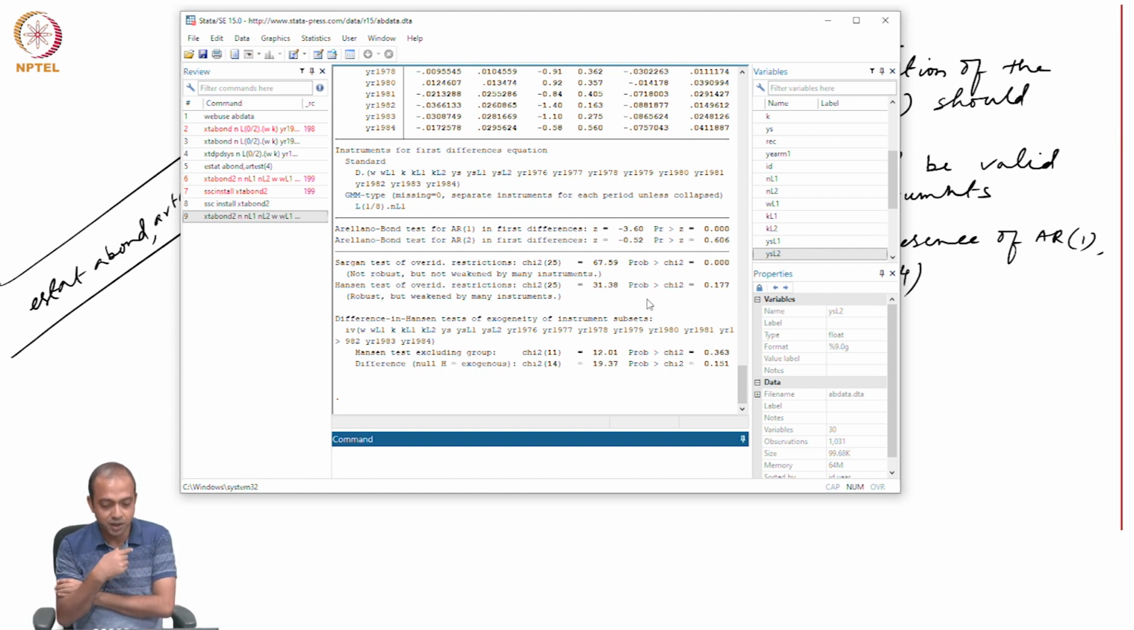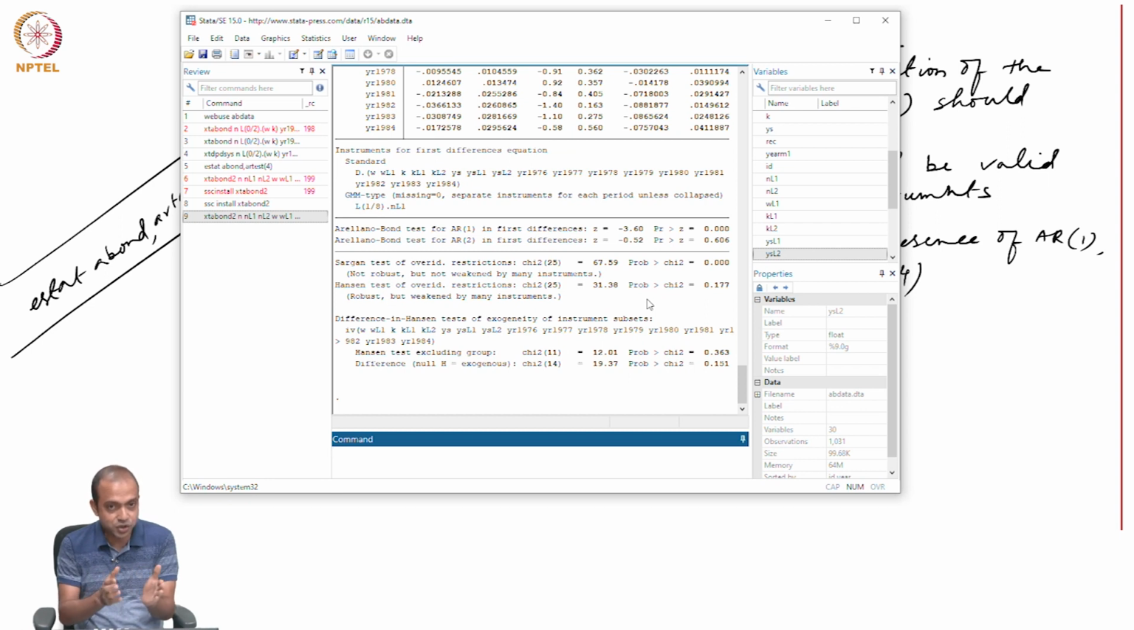The Sargan test indicates my null hypothesis is rejected, but since this is not a robust test, we will generally go for the Hansen test of over-identifying restrictions, which is a robust test, and that p-value is 0.77. That means my null hypothesis that over-identifying restrictions are valid is not rejected. So, this is how we have estimated the difference GMM using the xtabond2 command.